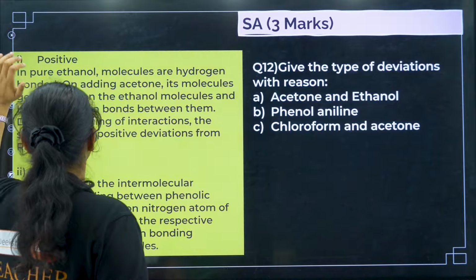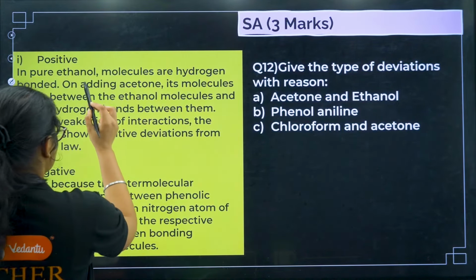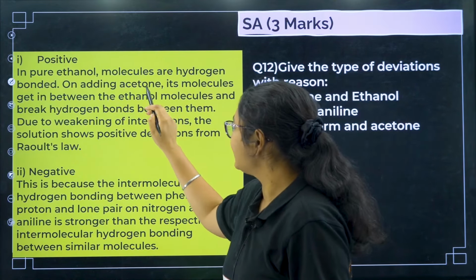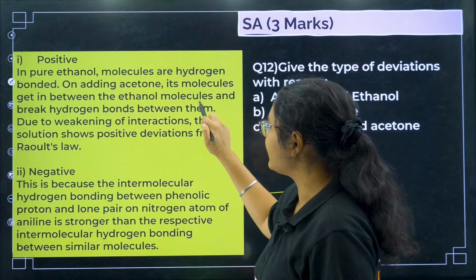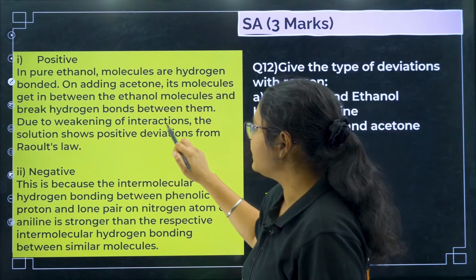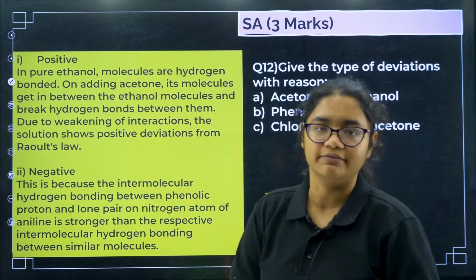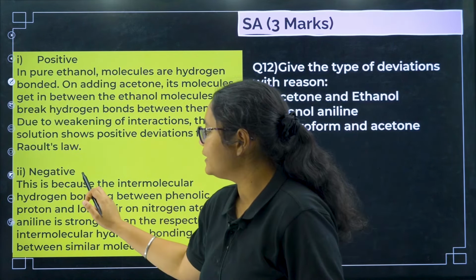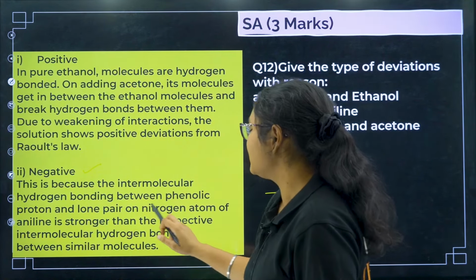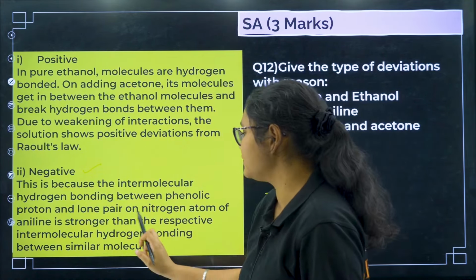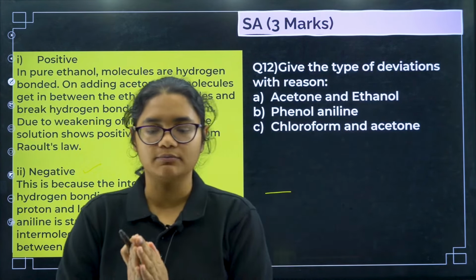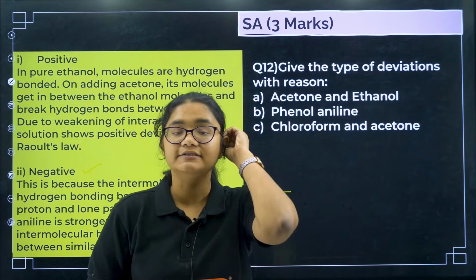Okay, so let us see the first one. As I told you, positive. So what happens in pure ethanol, there was strong hydrogen bonding. On adding acetone, its molecules get in between the ethanol molecules and break the hydrogen bonds between them. Due to the weakening of interactions, the solution shows positive deviation. Now coming to phenol and aniline, it is negative. This is because the intermolecular hydrogen bonding between phenol and the lone pair of nitrogen is stronger than the respective intermolecular hydrogen bonding. So you just have to mention that the hydrogen bonding between phenol and aniline is stronger.